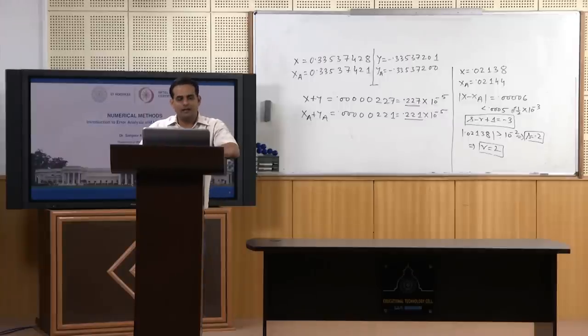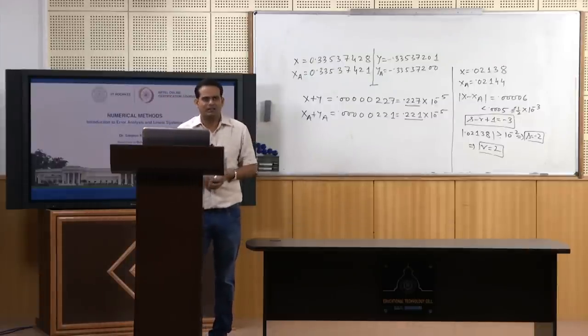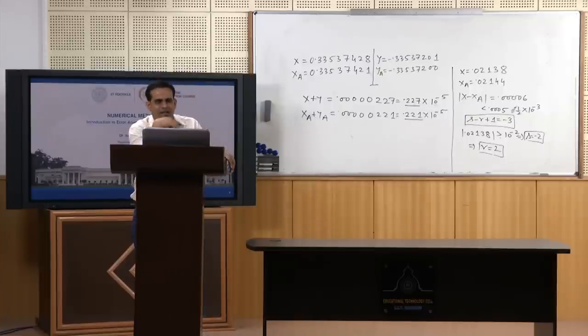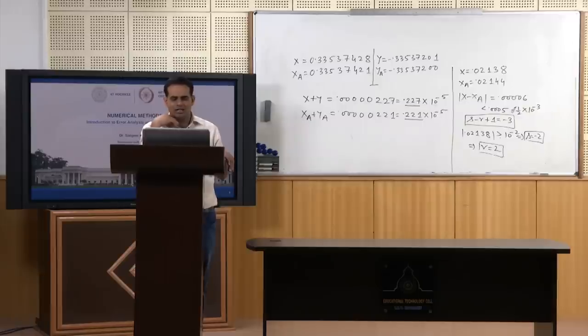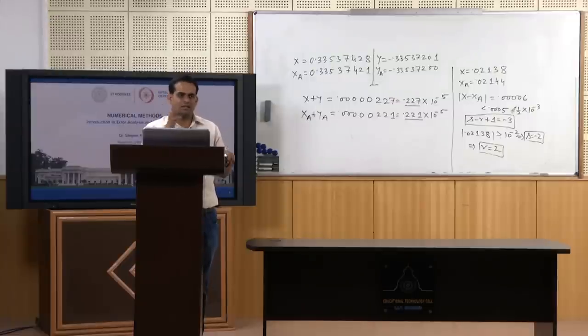Now, how to solve such a system? Solving a linear system with n equations and n variables is more difficult when n is greater than or equal to 3, because if I have 2 equations with 2 unknowns, I can solve it directly. But if I have 3 equations or more in the same number of unknown variables, it becomes quite difficult, and we need some systematic way of solving such a system. So here I want to introduce a direct method called Gaussian elimination. It is a systematic method for solving systems of linear equations having 3 or more variables with the same number of equations. It involves mainly 2 steps. First one is changing the coefficient matrix into row echelon form, where the coefficient matrix has the coefficients of unknown variables from different equations, and then finally back substitution.